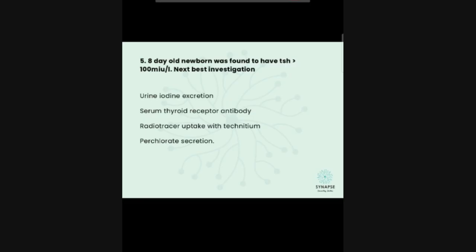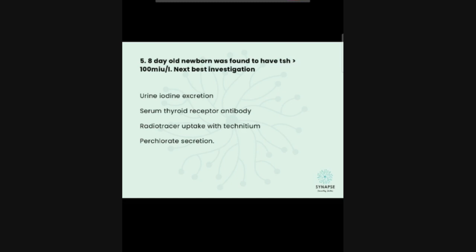We have 4 options here. The first option is urine iodine excretion. The second option is serum thyroid receptor antibody. The third option is radiotracer uptake with technetium. The fourth option is perchlorate secretion. If you're not confident with the answer, I can say that you can exclude one option very easily here.